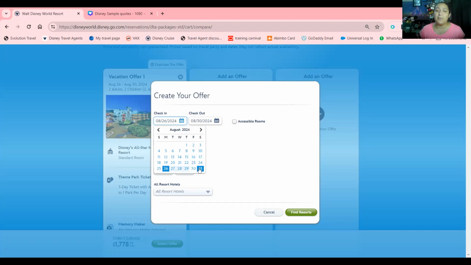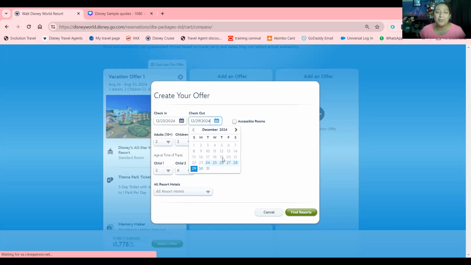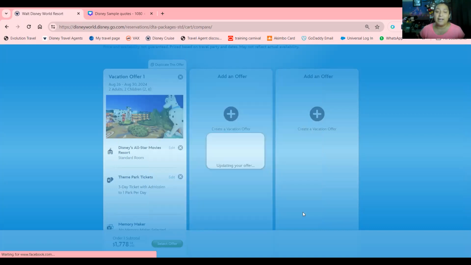Okay, let's just say that they want to go during Christmas. Awesome. All right, the 23rd through the 27th. We're doing 5 days, same thing, adults. We already know the adults. We already know the ages of the children, and that's it. These 3 things, and that's it. Do not do the resort. Okay, we're going to go ahead and find resorts.